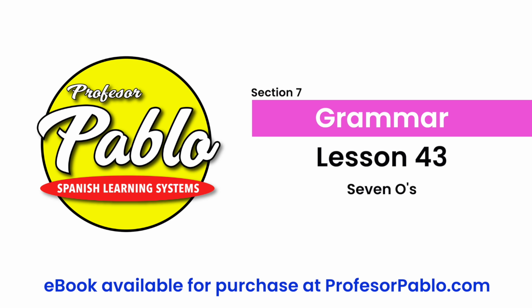Why does bueno in the example on the right, un día bueno, why is the O there? Because it's not in front. You drop the O of the 7 O's in front of a masculine singular noun.